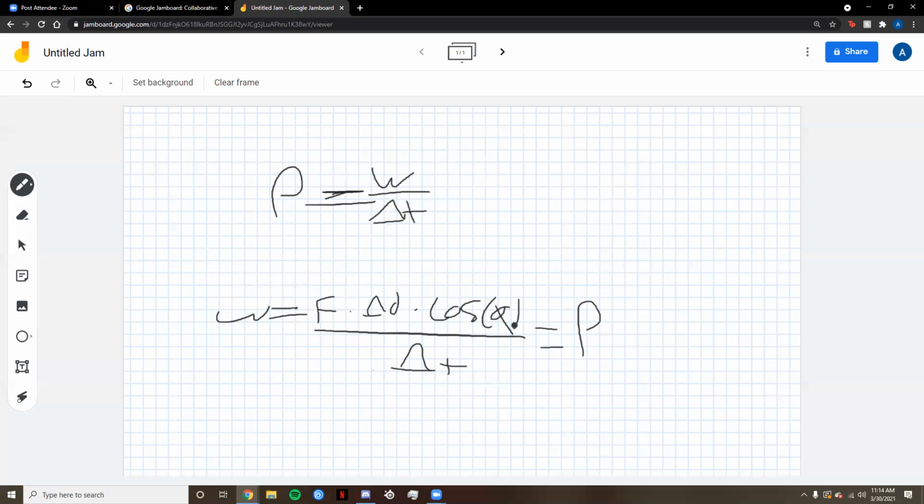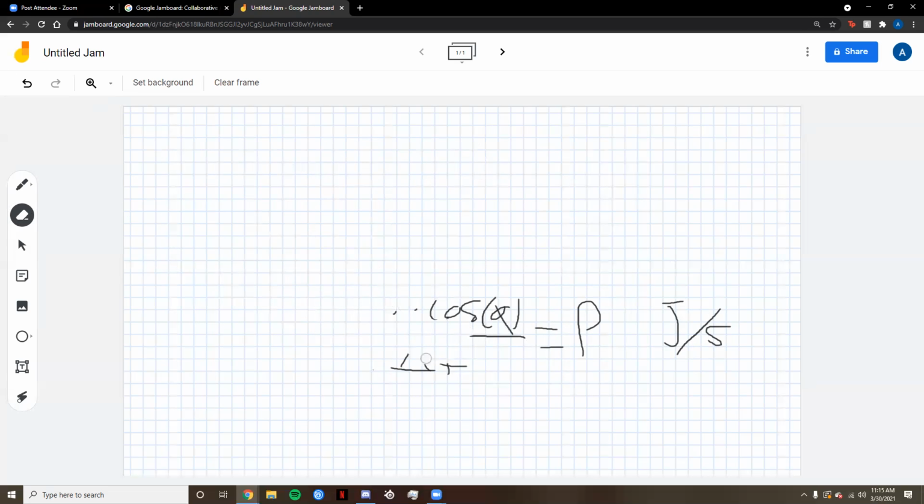Work is measured in joules, I'm pretty sure. Yeah, work is measured in joules. So power's unit should be J over S, because work is J and time is S. It's an all right formula. It's not as confusing as the other ones. I'm just going to erase that.